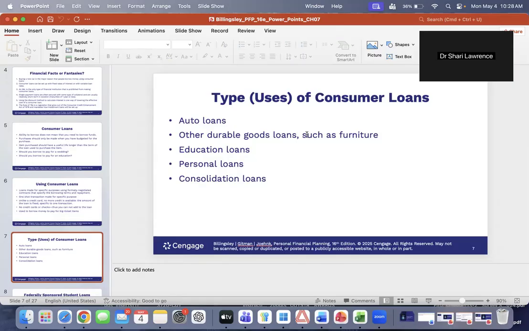Okay, what are some other types of consumer loans? Well, you can get loans for durable goods. Let's say you wanted to buy furniture, or you needed to buy appliances. You could get a consumer loan for those. Now, that type of consumer loan would not have any collateral. If you have a consumer loan that isn't backed by any collateral, meaning an underlying asset, the interest rate is going to be a little bit higher.